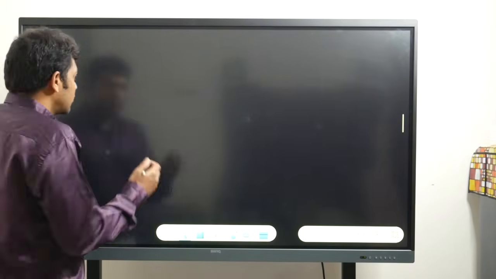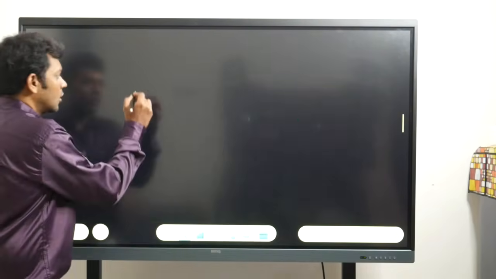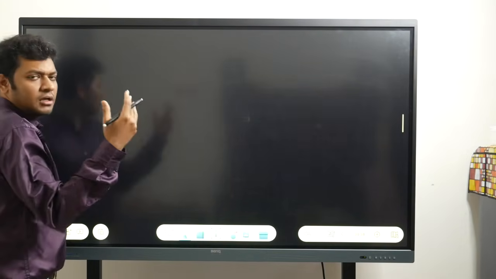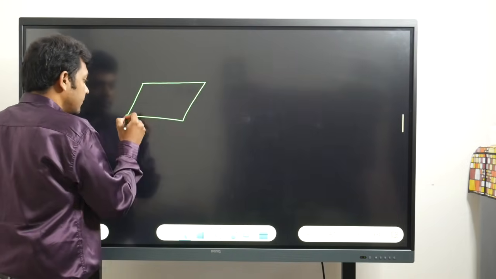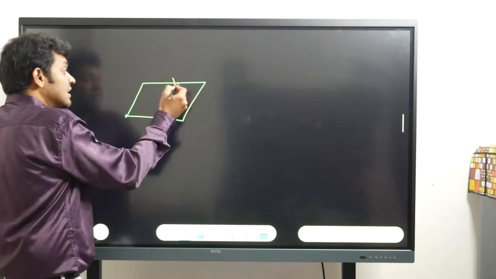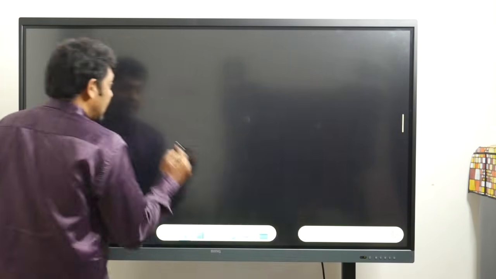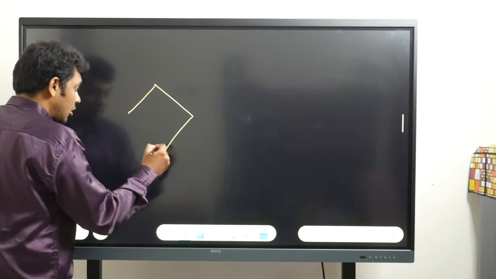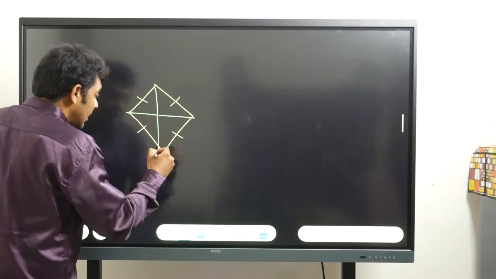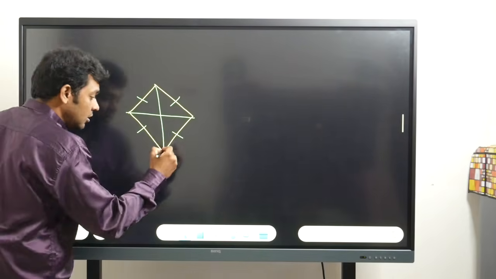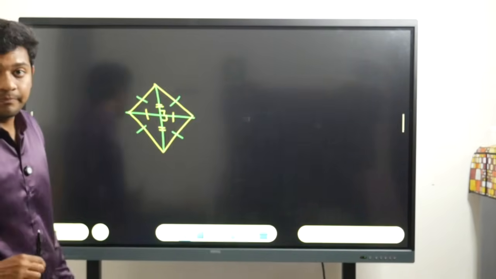Let's look at some other quadrilaterals. Now, what is the difference between rectangle, square, rhombus? So all are actually parallelograms. So this is a parallelogram. In a parallelogram, if the adjacent sides are equal, it's a rhombus. So a rhombus is a parallelogram where all sides are equal and the diagonals bisect each other at 90 degrees. Please note it. That's the rhombus.